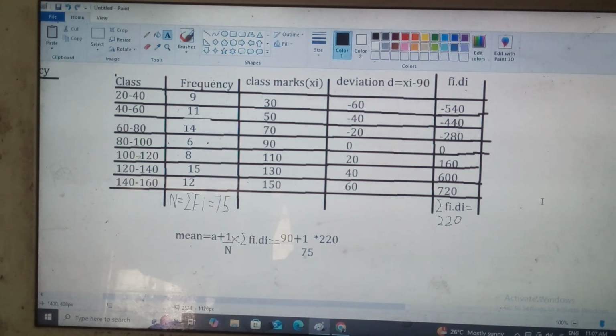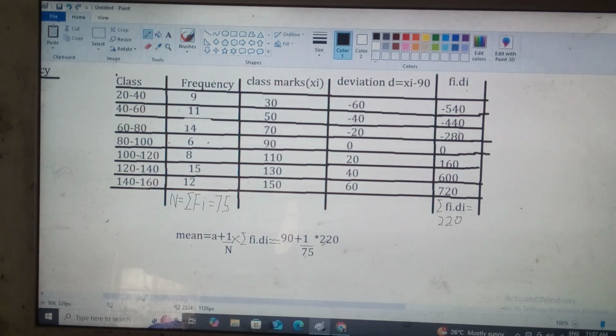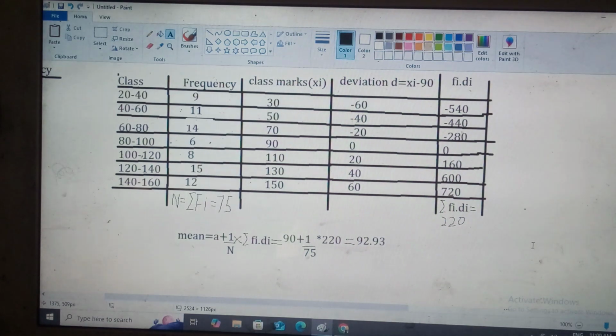So we have 90, that is the assumed mean, plus 1 over the summation of frequency. So that is basically 1 over 75 into 220. 220 is the summation of the product of frequency and deviation. Now this is equal to 92.93. So this is the method of using the assumed mean method to find the mean of grouped data.